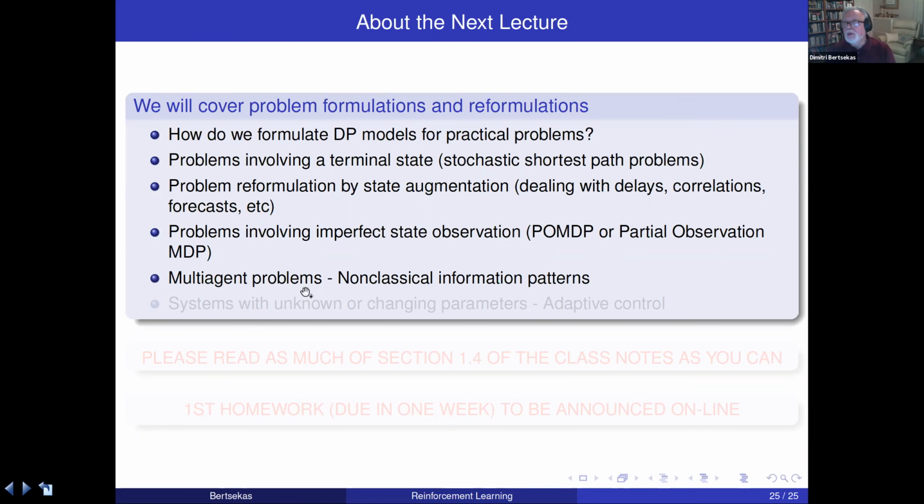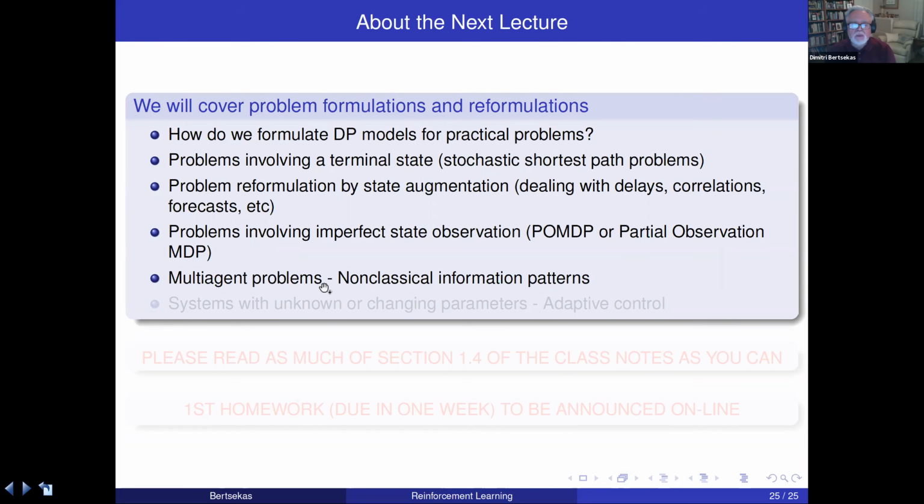Then we're going to talk about multi-agent problems where the control consists of multiple components, one component per agent. Now, these components have to be coordinated. In a perfect state information problem, what's also called a classical information pattern, all the agents are sharing information. Information is common to all of them. However, in practice, the agents may not share exactly the same information.